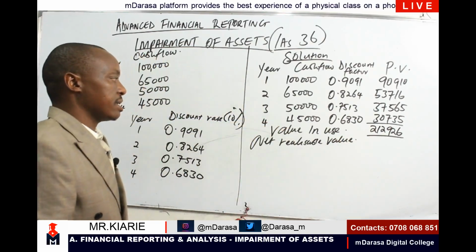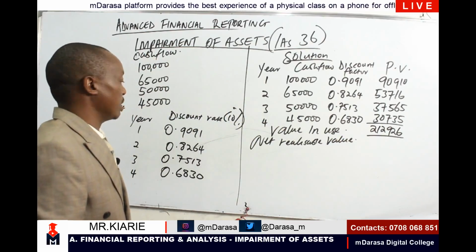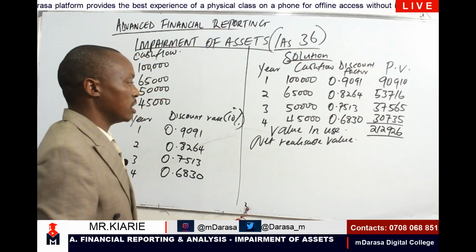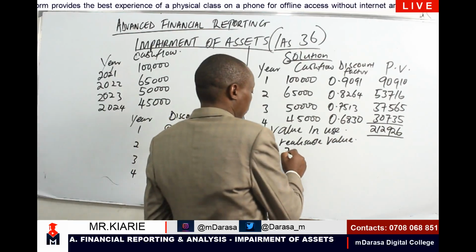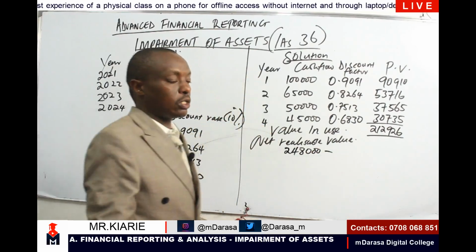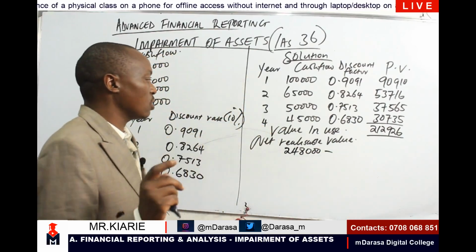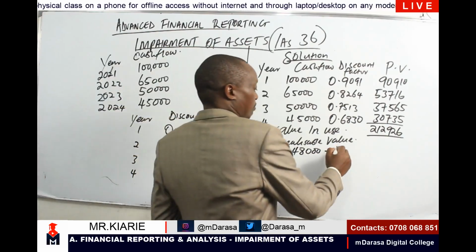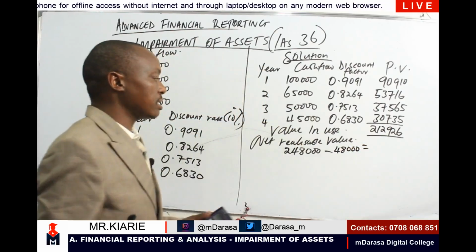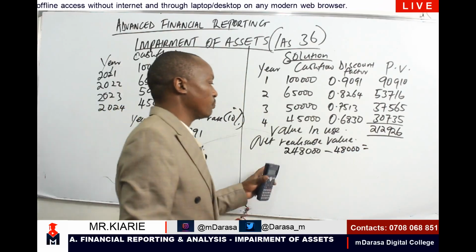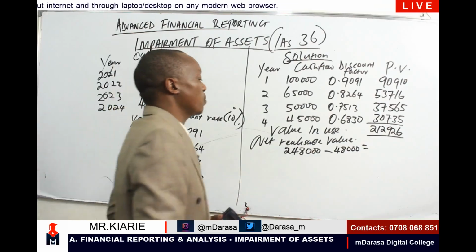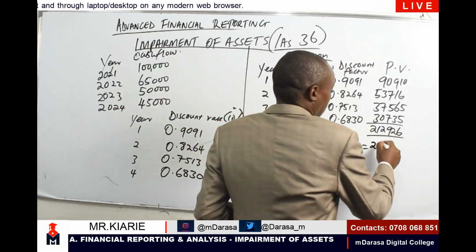We know that this asset is expected to be sold in an open market at shillings 248,000. But to put this asset in a sellable condition, it will incur a selling cost of 48,000. And therefore, we can say that our net realizable value is 248,000 less cost to sell of 48,000, which gives us 200,000.